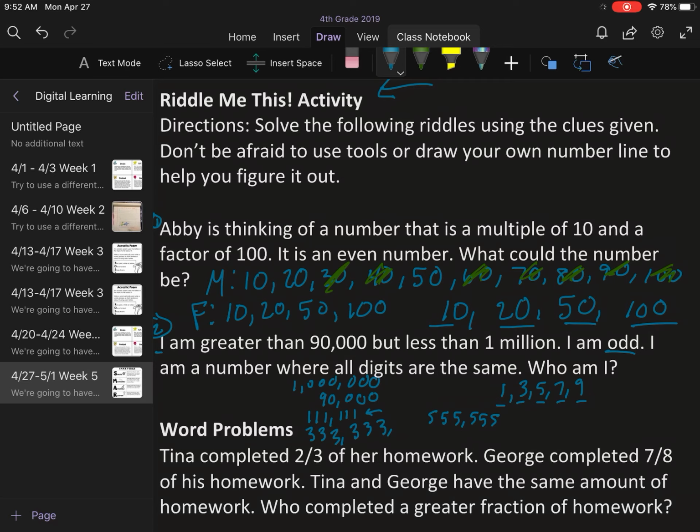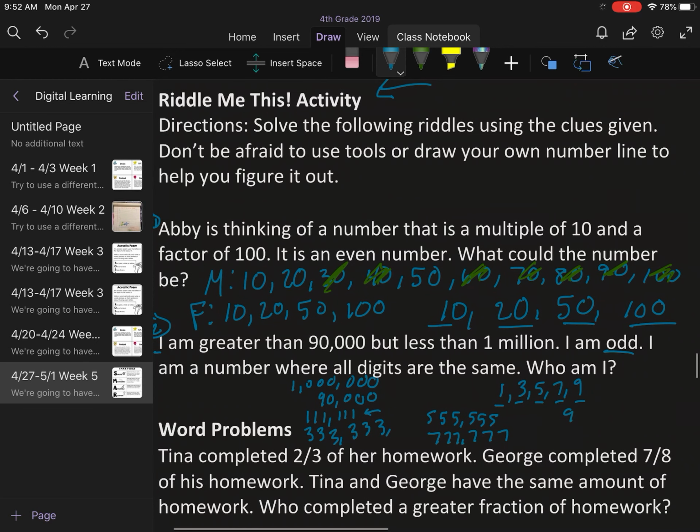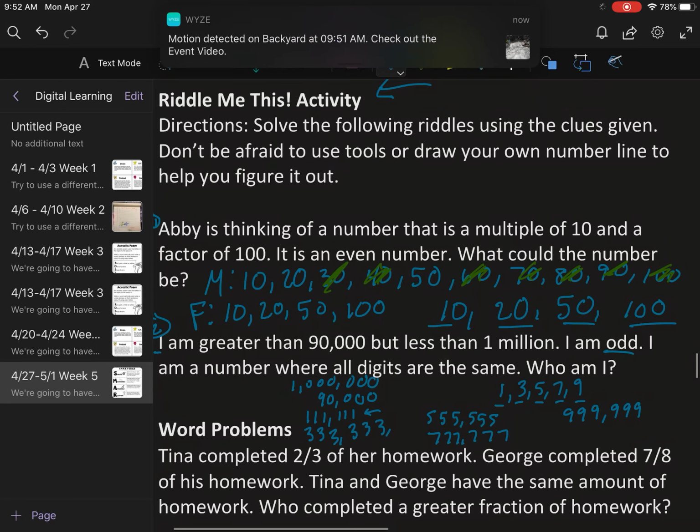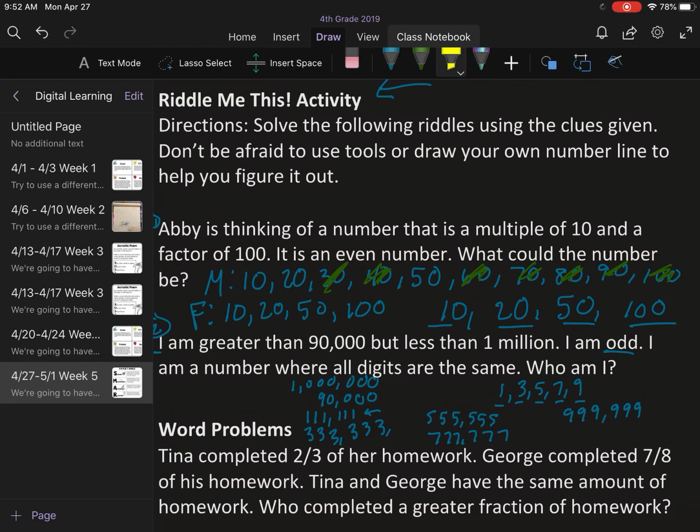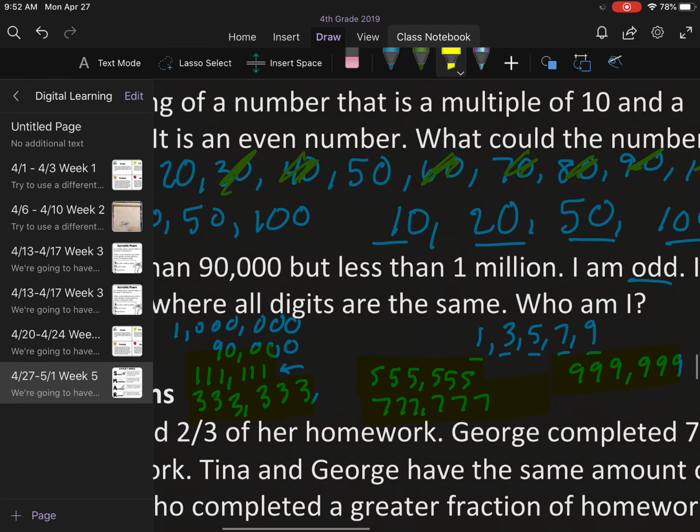555,555 is another. Then we have 777,777. And our last one is 999,999. All of these are possible answers. So if you had any of those, you had it correct. All right, that's it for this part.